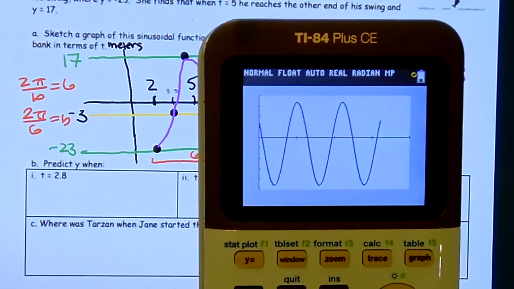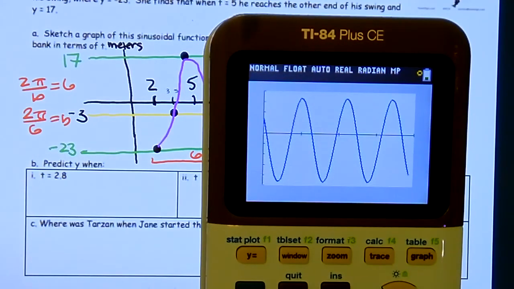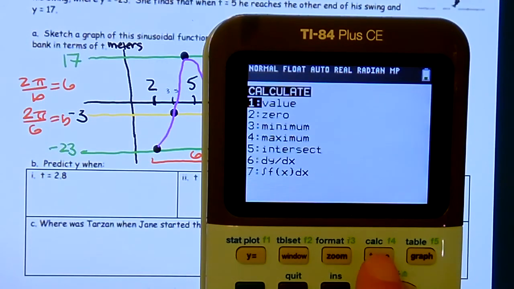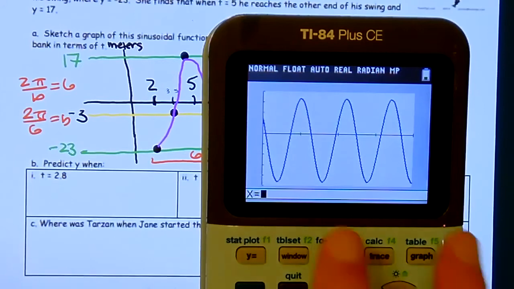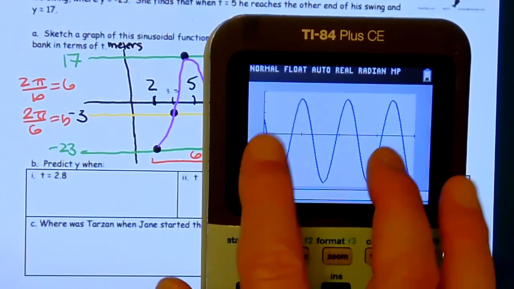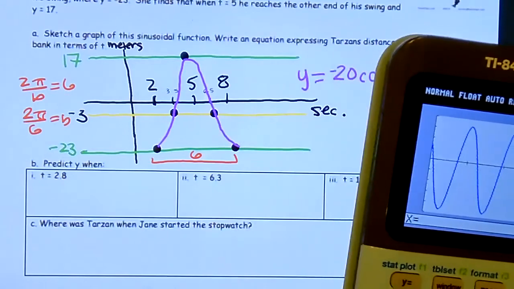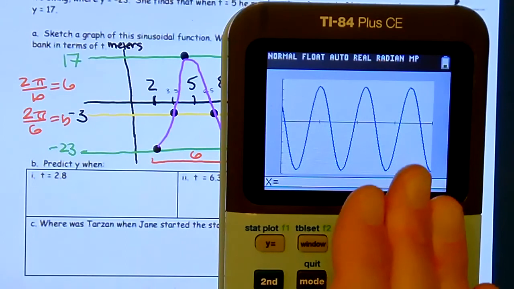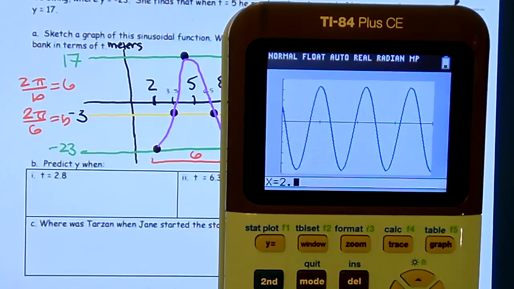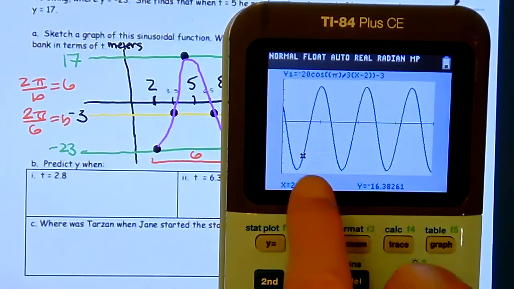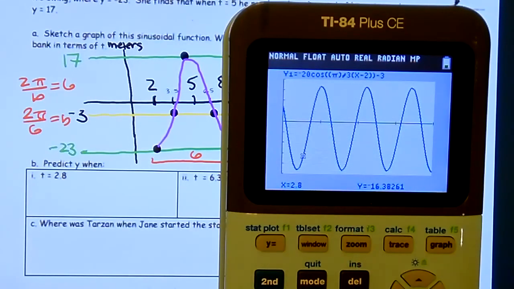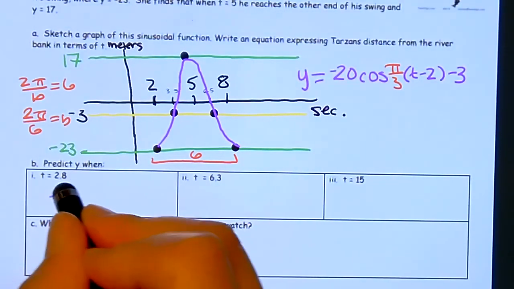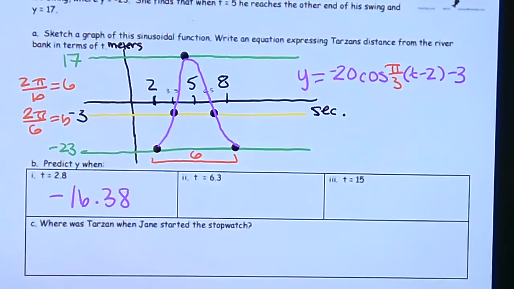So that same button that we got intersect and zero, there's also one that says value. So if I go second and calc value, as long as my x is here, so that's why I extended it beyond what my graph was. My graph went to 8, but I needed to get to 15. So I made sure I would go beyond 15. I went to 20. So if I put a 2.8 here, it's going to show me where it is, and it's going to give me the y value. So negative 16.38.